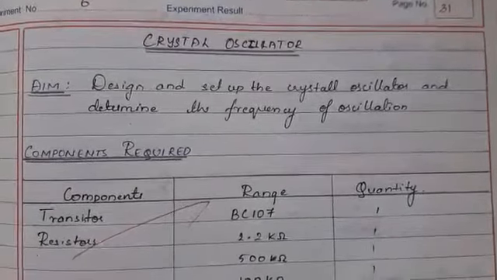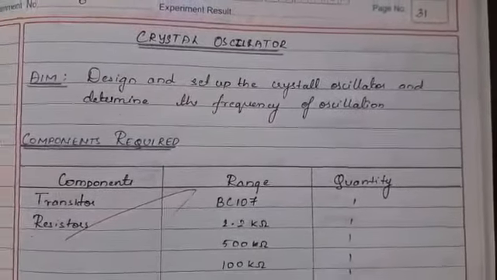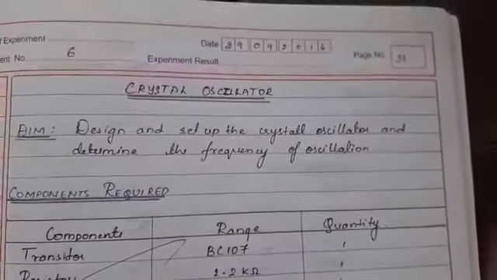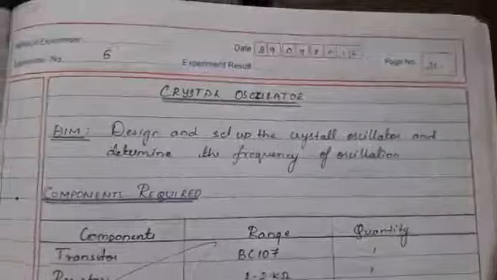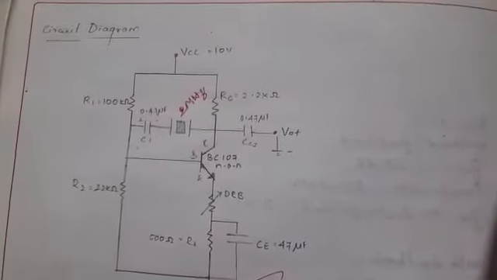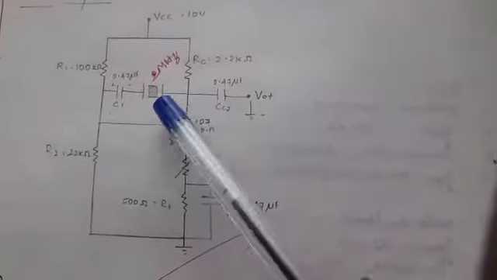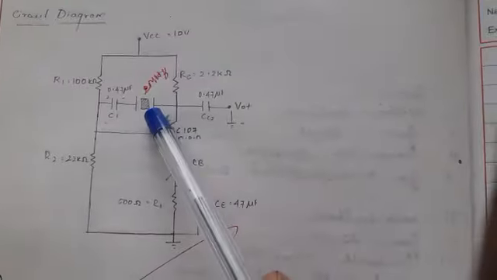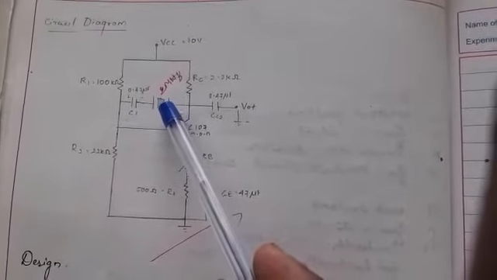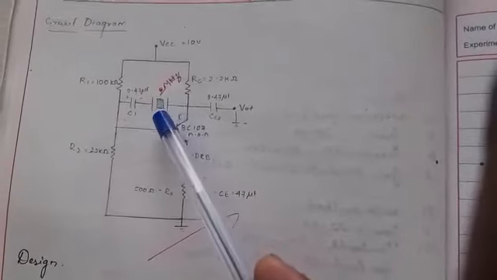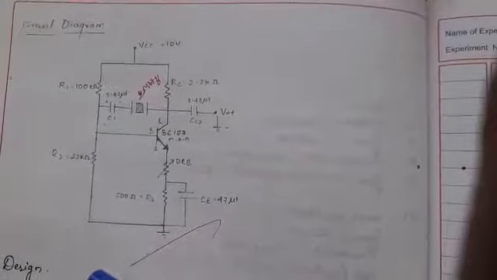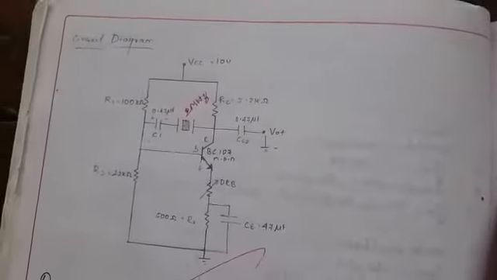Good morning, friends. I'm going to conduct the experiment: design and set up the crystal oscillator and find out the frequency of oscillation. Here I am using the crystal oscillator circuit. The crystal is taken as a 2 megahertz frequency, that is, theoretically it can generate 2 megahertz. Practically I am also getting the same frequency, 2 megahertz. I am comparing the theoretical frequency and the practical frequency, and they matched.